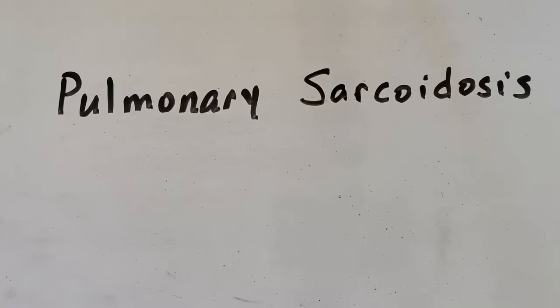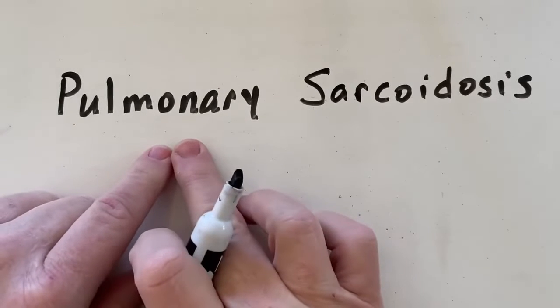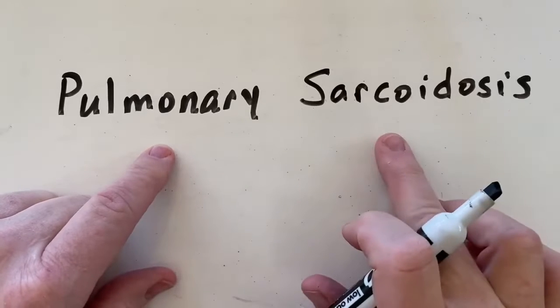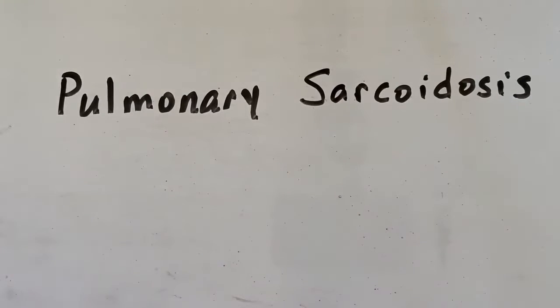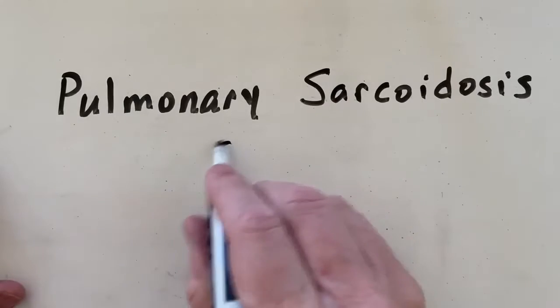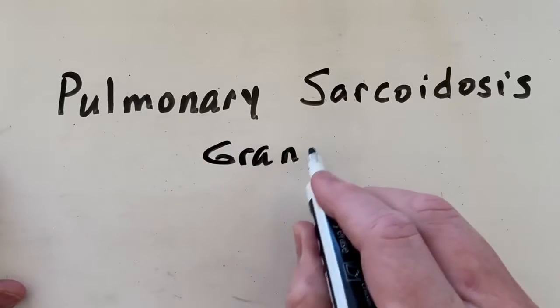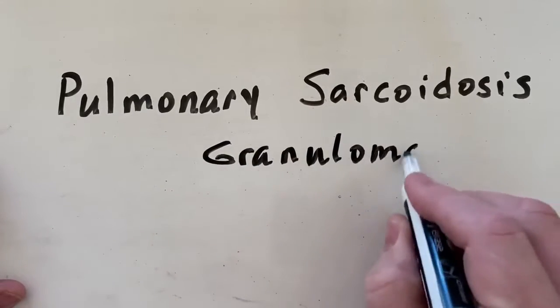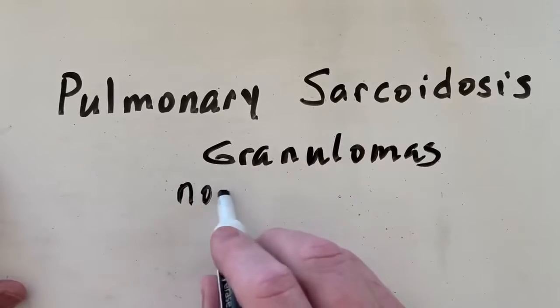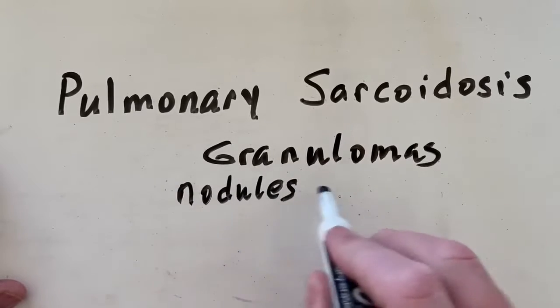Okay, so hi everybody. Today we're going to be talking about pulmonary sarcoidosis. Remember, pulmonary means it's in the lung. Sarcoidosis means you're basically going to have some inflammation and some what we call granulomas that form. Granulomas are basically nodules that are due to inflammation.